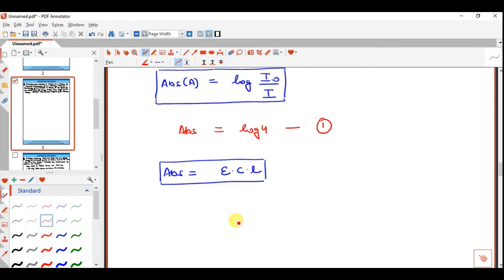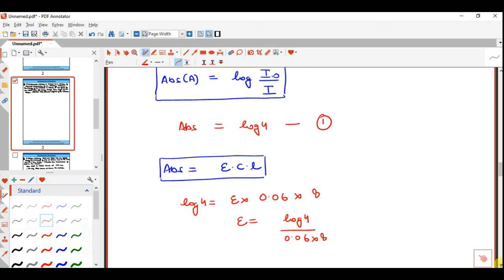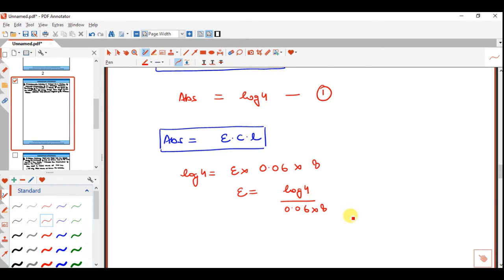What I am doing is I am placing the value absorbance log 4 equals to epsilon into C into L. Now you know what you do not know about epsilon, you know all the other values. So concentration has been given to you as 0.06. Epsilon we do not know. Length has been given to us as 8 centimeter. So now epsilon is equals to log 4 divided by 0.06 into 8. This is the final equation.